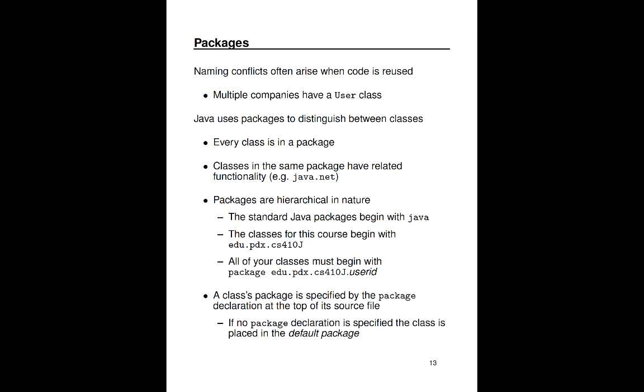Now, the code that you write in this class will be in a package called edu.pdx.cs410j.yourUserID. Because you're all going to implement the same assignments, you'll all have classes with the same names. However, the way we distinguish each other's classes from each other is that we put them in different packages. And just as a reminder, the way that you specify a package is that you put it as the first line in a source file. You say package, and then you declare the name of the package that the class will reside in.